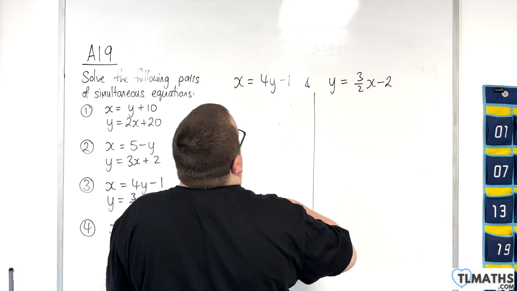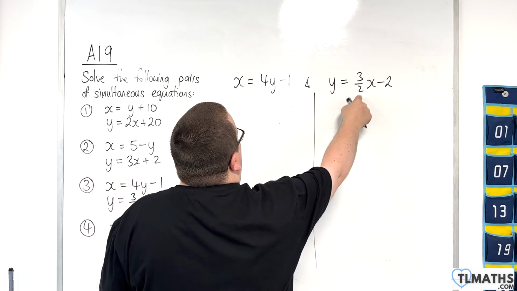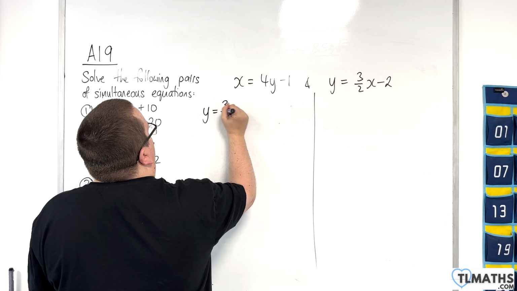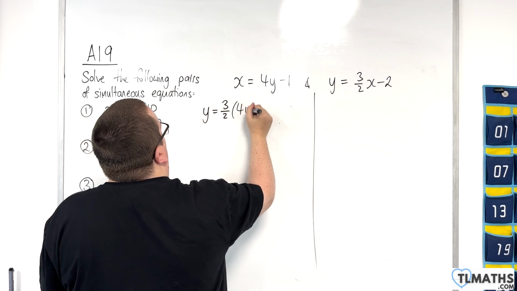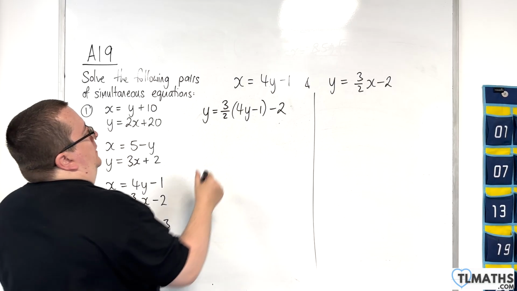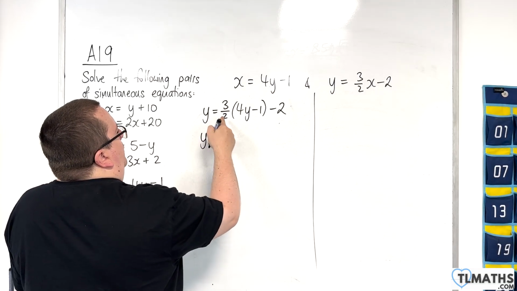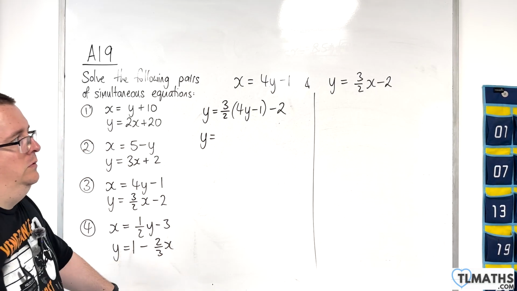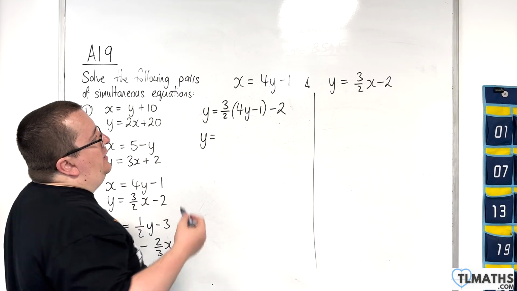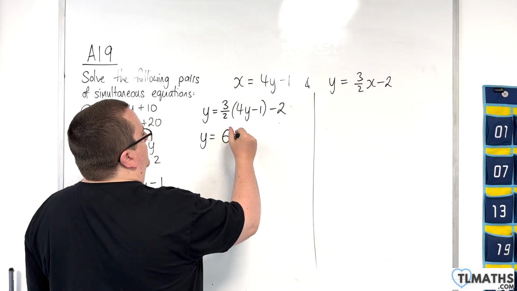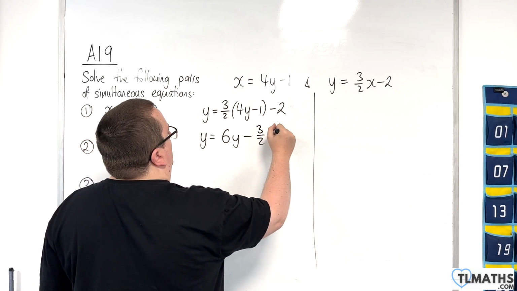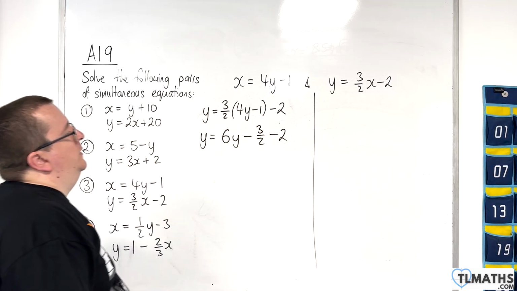So, first of all, we'll substitute this one into that one. So y equals 3/2 of x, which is 4y minus 1, take away 2. So y equals, now 3/2 times 4 is 12/2, which is 6. 3/2 times minus 1, then we've got the take away 2.